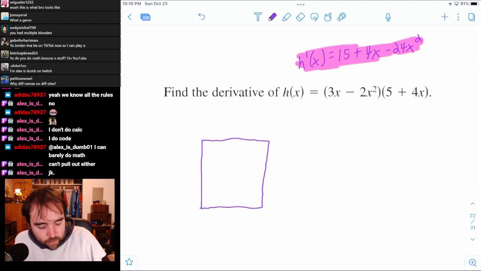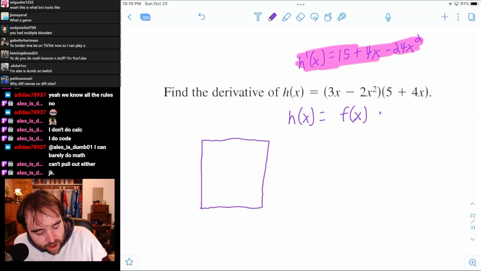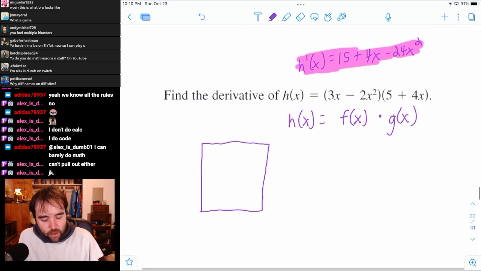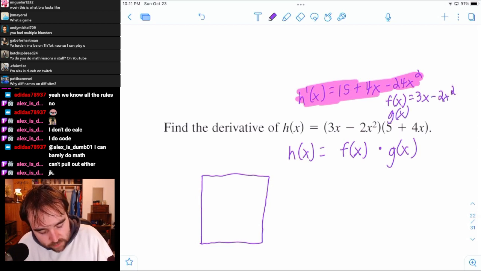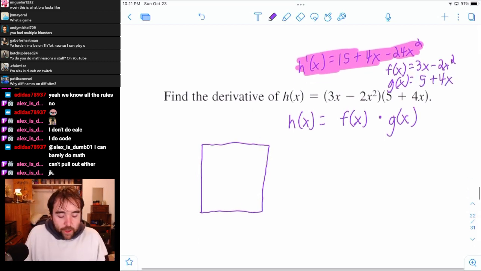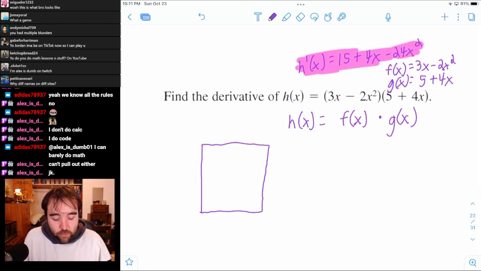So here's the idea. What do we have here? We have an h of x. We have a function. But what it's really made up of here is two different functions, right? A function there, f of x, times a function here, g of x. And so maybe we want to define these for ourselves. So we're saying that f of x is equal to that first function, 3x minus 2x squared. And the second function is equal to the second thing, 5 plus 4x. And we want to take the derivative of those two functions multiplied together.